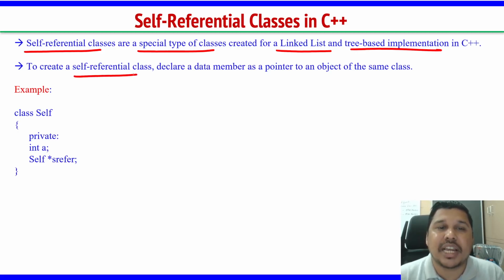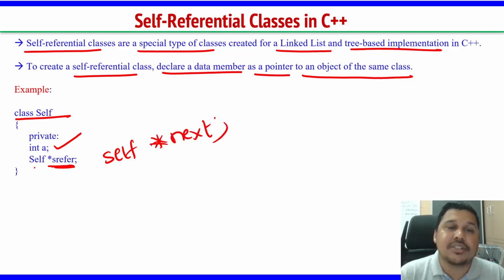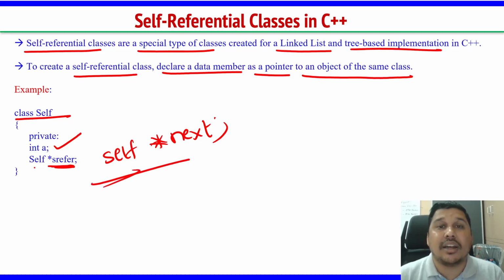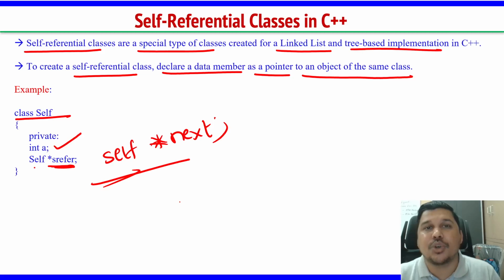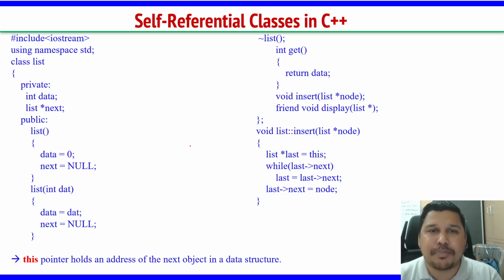To create a self-referential class, declare a data member as a pointer to an object of the same class. See, class self, private int a, self star s refer, some variable, self star next. I can have it like this, right? So this way I can create a self-referential class. It is the same as your self-referential structure. To create a linked list node, either you can use a class implementation or a structure implementation. See the example program, just partial code of a linked list displayed here to demonstrate how we create a self-referential class.